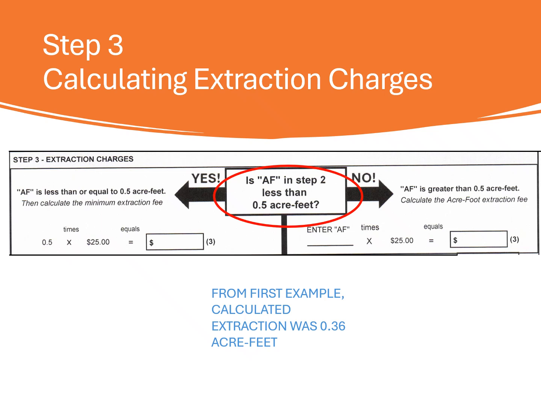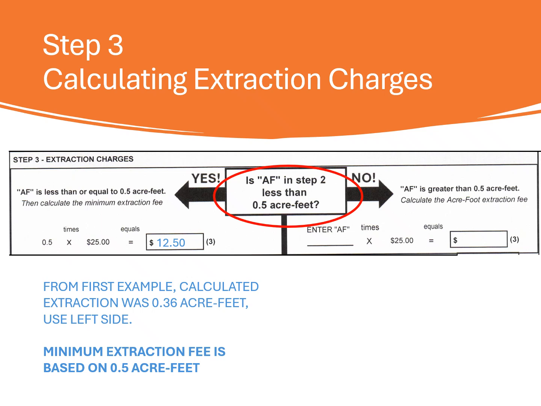Using the first example, the calculated extraction was 0.36 acre-feet. Since 0.36 is less than 0.50, use the left side to calculate your extraction charges. The current extraction charge is $25 per acre-foot, so 0.5 times 25 is $12.50.